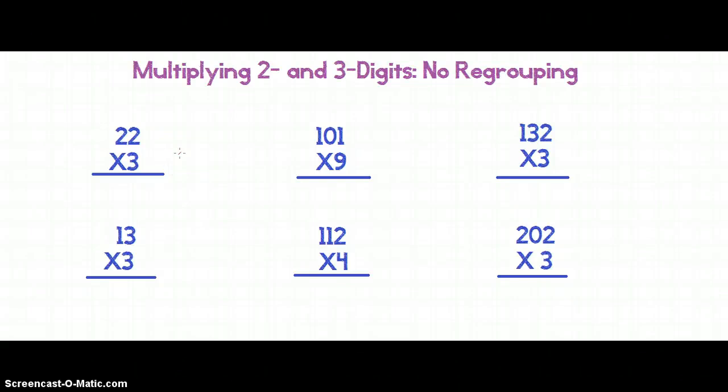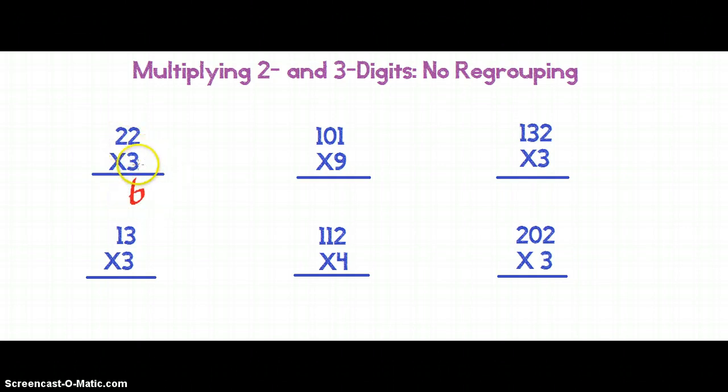Today's lesson is about multiplying 2 and 3 digit numbers without regrouping. So if you know your math facts, this is really simple. Let's look at this first problem to the left here. 22 times 3. The first thing I'm going to do is multiply the ones place. I'm going to take my 3 and multiply it by 2. 3 times 2 is 6, and I'm just going to write that down.